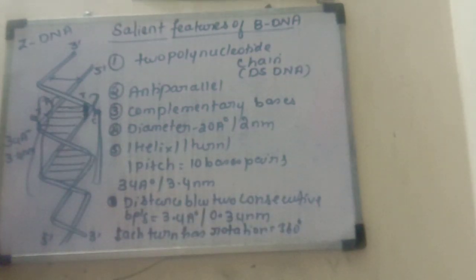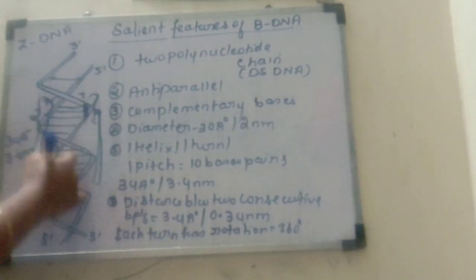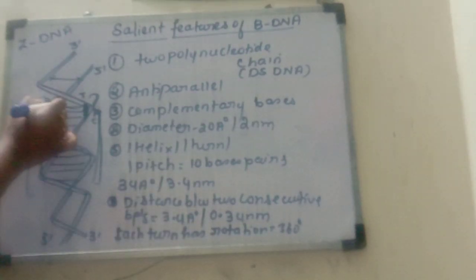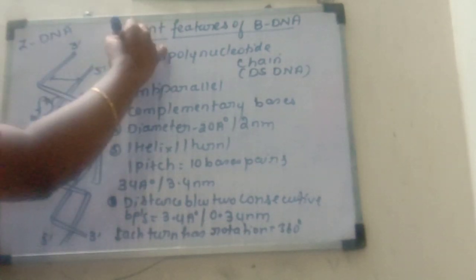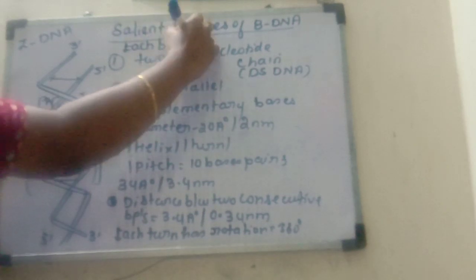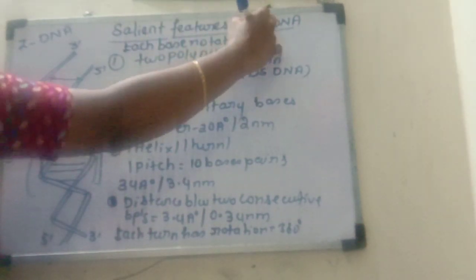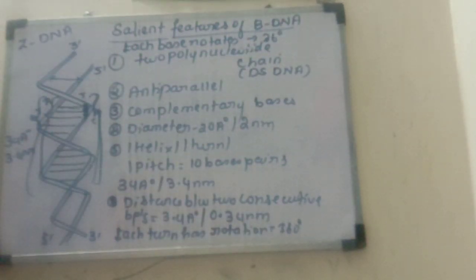Each turn has 360 degrees, so each base pair rotates at an angle of 36 degrees, because one turn is 360 degrees and in one turn there are 10 base pairs. This is also a very important one. So these are the salient features of bDNA which was given by Watson and Crick.